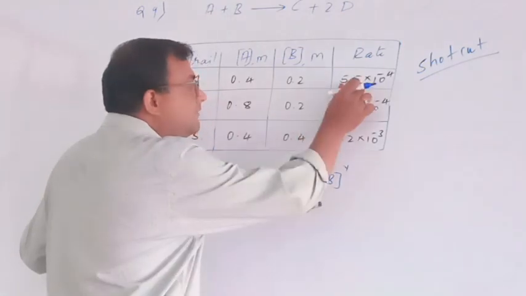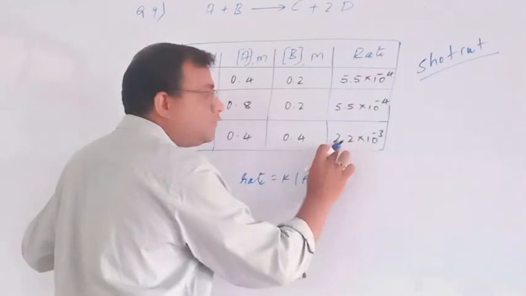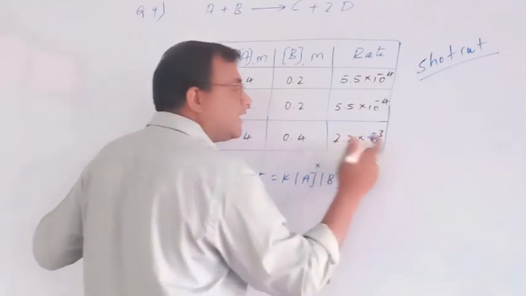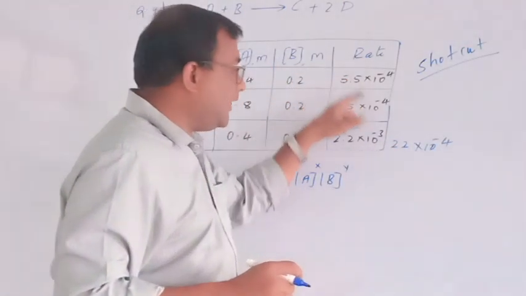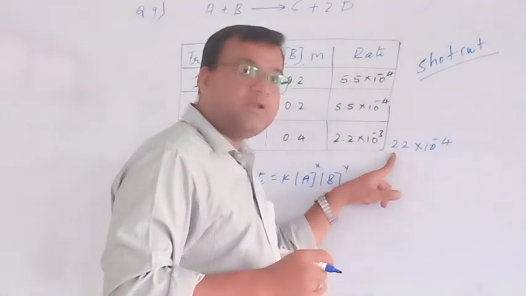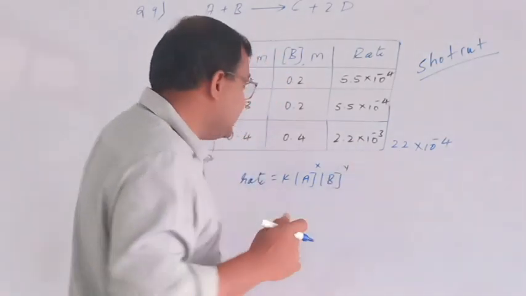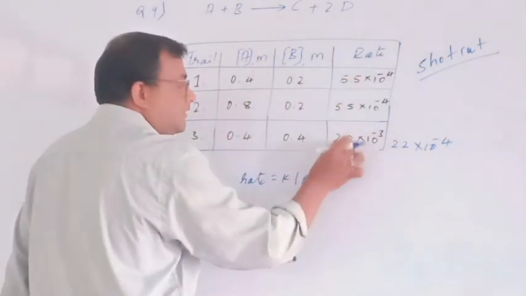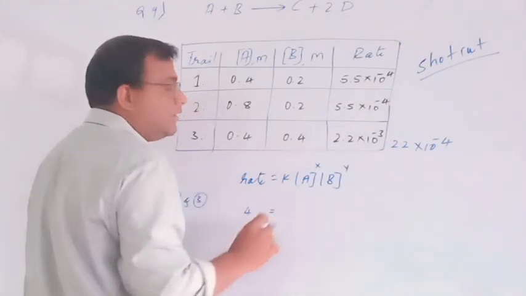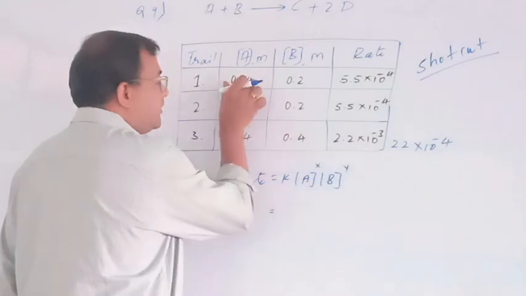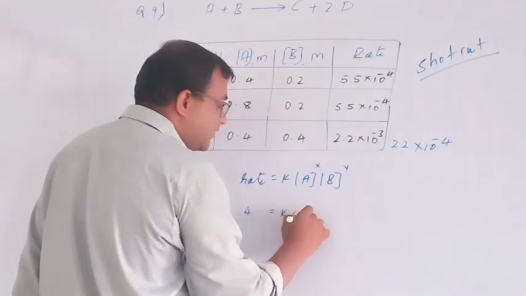Now for that, how many times does the rate increase? See here, 5.5 into 10 power minus 4 and this is 2.2 into 10 power minus 3, which can also be written as 22 into 10 power minus 4. So 5.5 to 22, that means the rate increases 4 times. Now from here to here, the rate increases 4 times, and the molar concentration of A has not increased, it is constant. Constant means we can write 1.